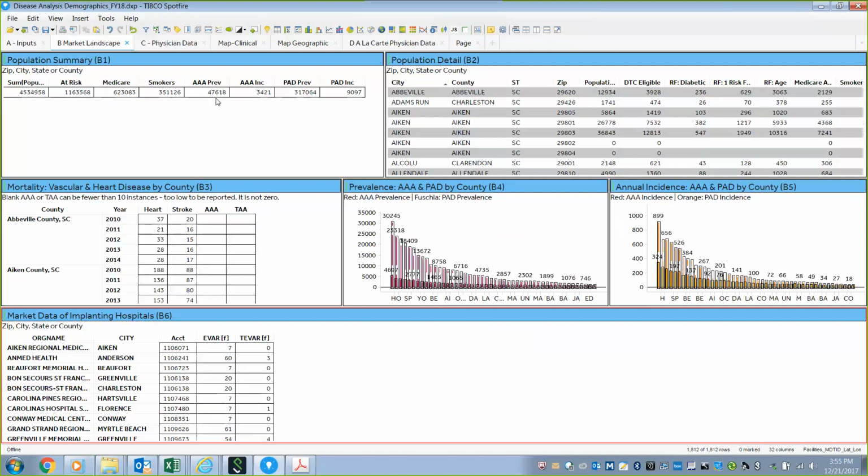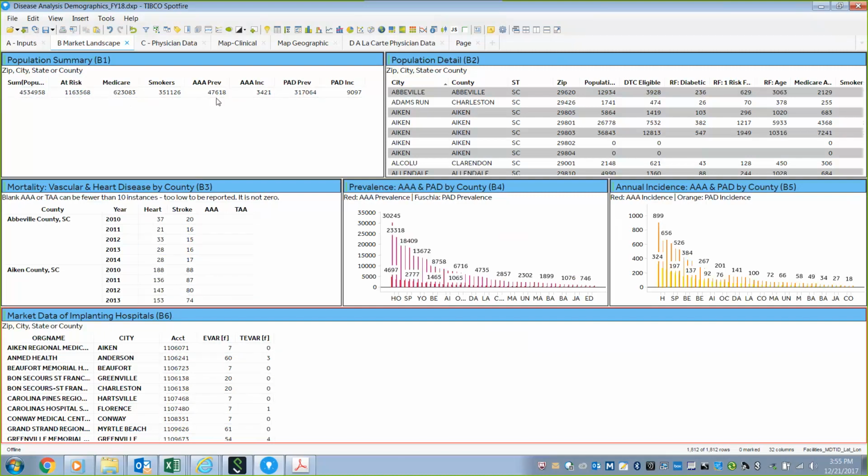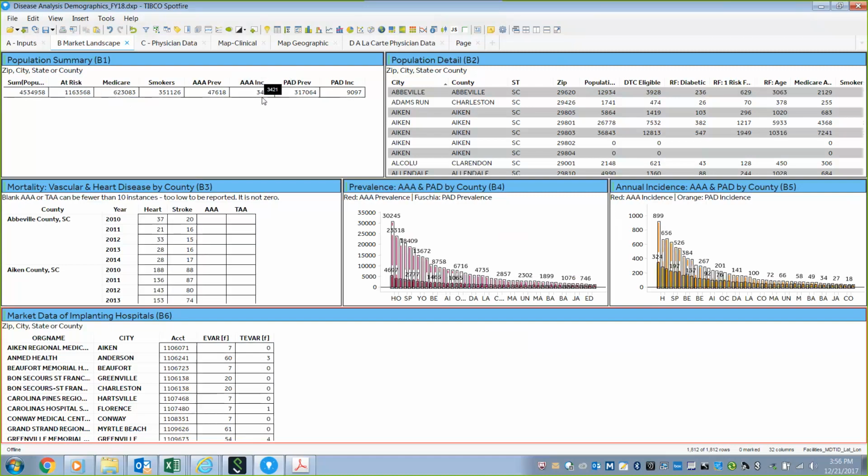And prevalence, again, prevalence is the number of people who may have disease versus incidence, which is the number of people who will develop disease in a year, right? So this is a rate. Incidence represents time. So how many people within a year would develop AAA versus how many people likely walking around in the population have AAA. Same for PAD, and there you go.